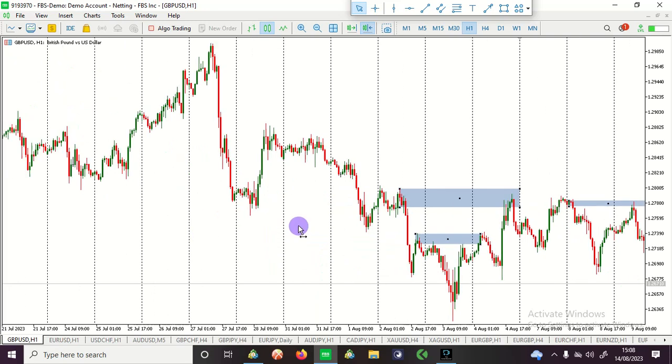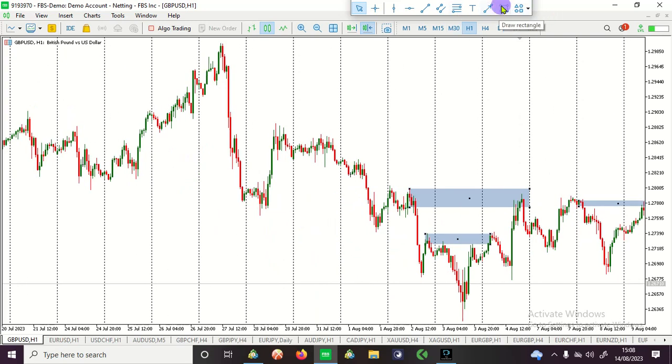Likewise, this one again. This is another block here. This is a block that some persons may likely take here, but there is something that happened here. There is a fair value gap here.